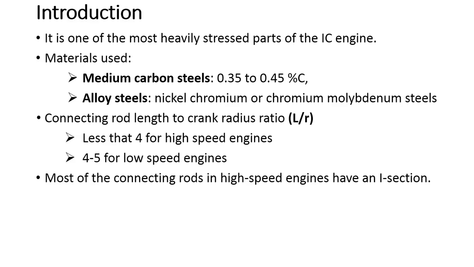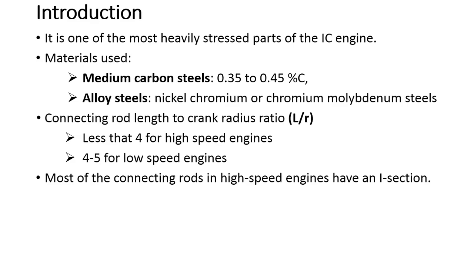Whereas for a low speed engine, if the speed of the engine is less than 400 rpm, then we use the 4 to 5 factor for L by R, and it is basically a two-stroke diesel engine. This is a low speed engine.